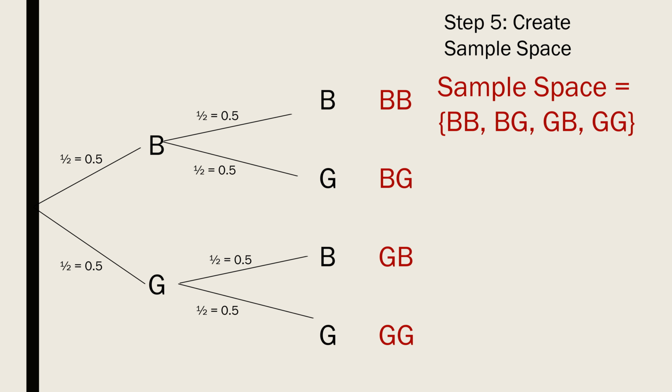Step 5. Create the sample space. There are only 4 possible outcomes. BB stands for first child is a boy and the second child is a boy. BG stands for first child is a boy, second child is a girl, and so on and so forth.